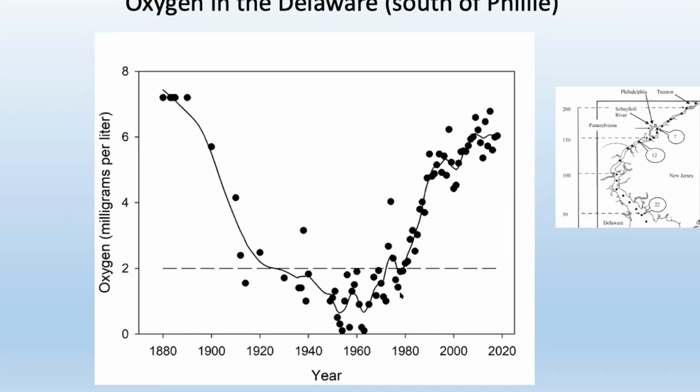And then the good news is it started to come back up. Oxygen concentrations came out of that dead zone and today are almost back up to where they should be, at least on a yearly average. I'll say a few more words about that in a minute. That's the bad news part of this story.